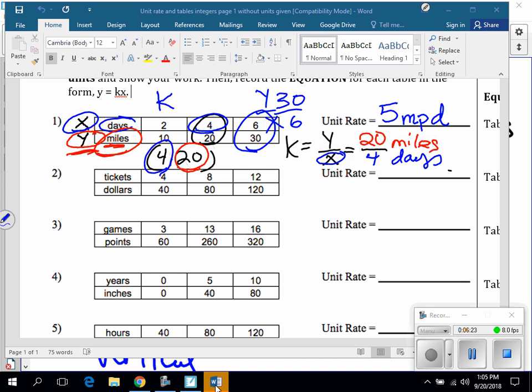We talked about this in another video, but I just want to remind you that the K, or the unit rate, is constant, meaning it's going to be constantly the same. In this entire table, since this table is proportional, you're always going to get the answer 5 miles per day for the unit rate.